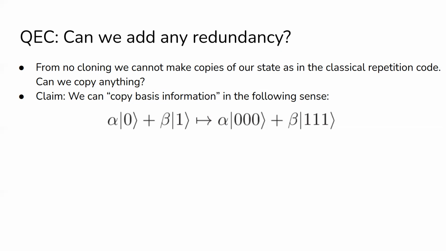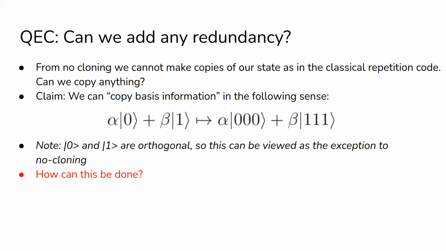So I'm going to ask you to think about how to do this. Just a note that this can be viewed as an exception to no cloning, because no cloning states you can't do it in general, but you can do it for orthogonal states. 0 or 1 are basis states, so they're orthogonal. So you can make arbitrary copies of 0 and 1. But now think about how to do this. This is probably the most important exercise, or maybe I'm just trying to motivate you to think about it. Think about how to do this in a circuit. And if anyone has any ideas, please shout out.